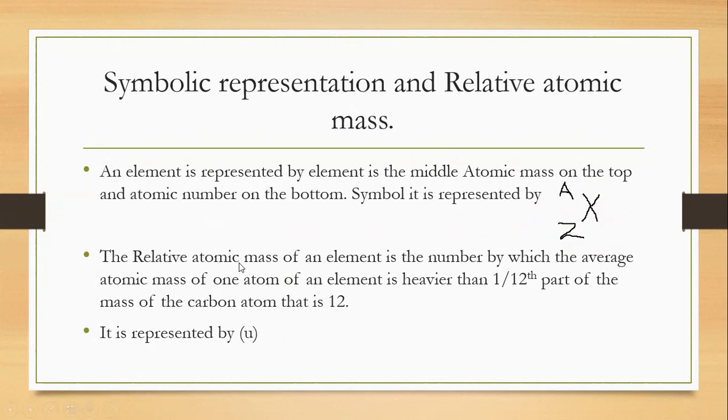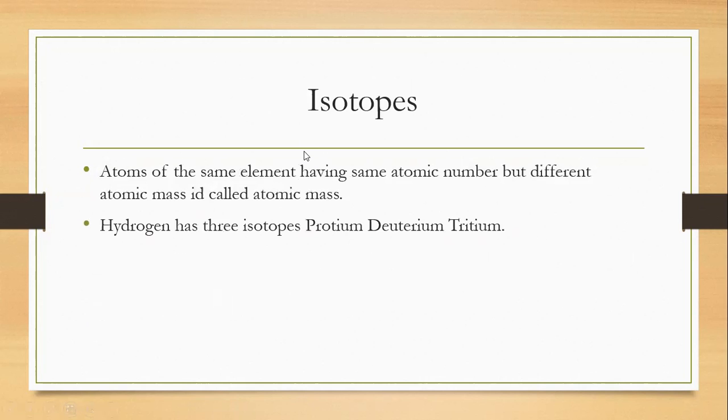The relative atomic mass of an element is the number by which the average atomic mass of an atom of an element is heavier than 1/12th part of the mass of the carbon atom, that is 12. So it is nothing but the ratio of the average atomic mass to that of the carbon atom, that is 12. And you should always take it as the mass. Atomic number won't work out here.